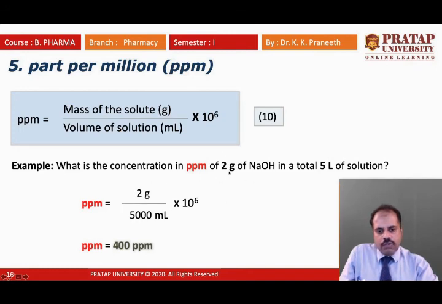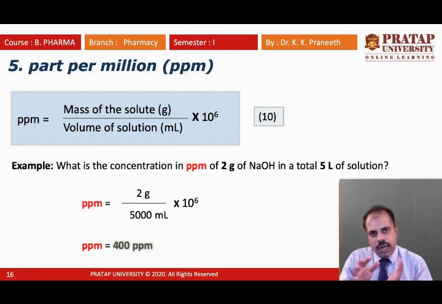Similarly, you can calculate different examples, like 1 gram of sodium hydroxide in 10 liters, or a very small concentration, 1 milligram of sodium hydroxide in 1 liter. How to calculate that 1 milligram? You have to first change milligram to gram, then change liters to milliliters, and then calculate, same thing. How to change milligram to gram? You have to divide by 1000.